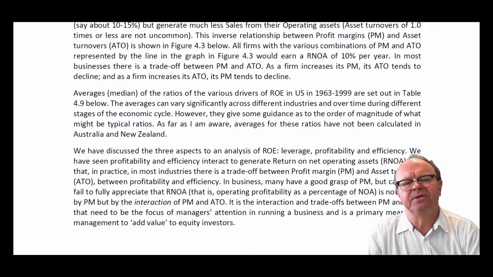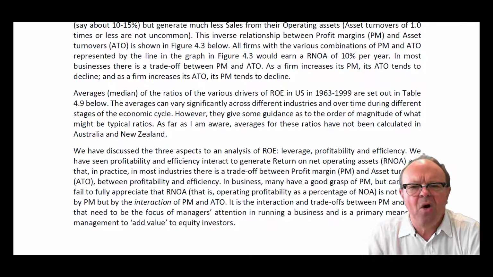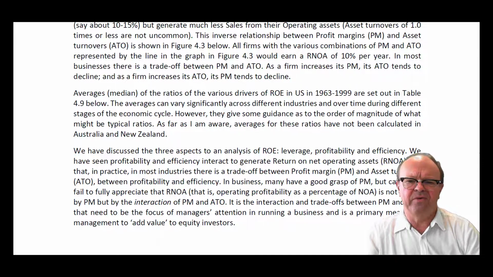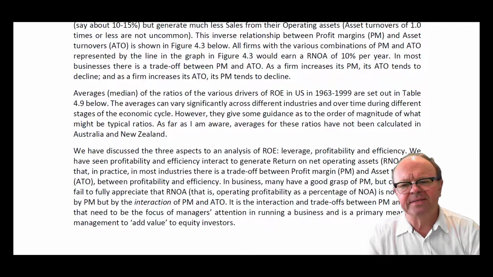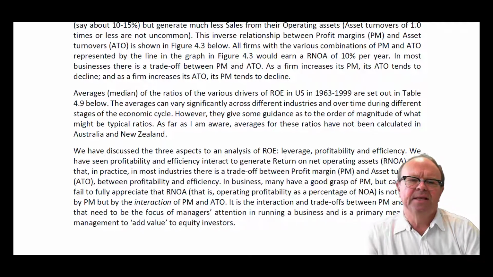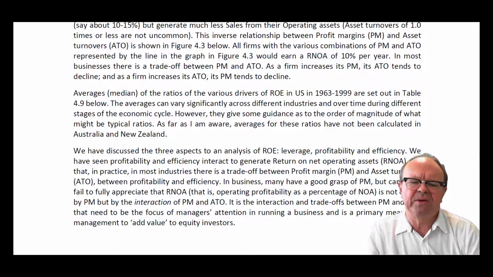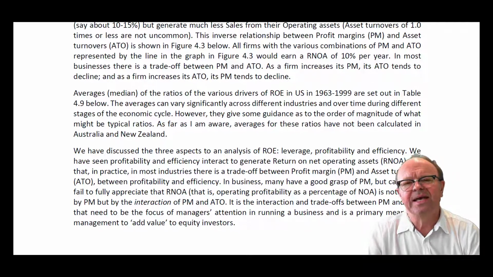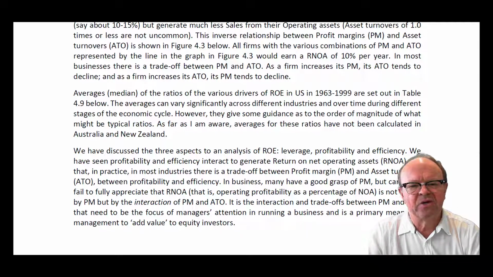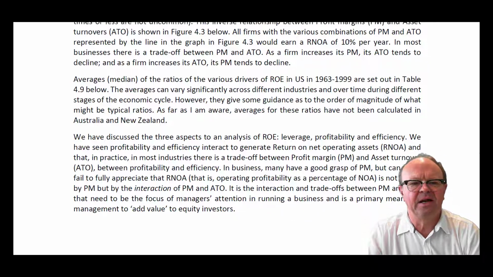This inverse relationship between profit margins, PM, and asset turnovers, ATO, is shown in Figure 4.3 below. All firms with the various combinations of profit margin and asset turnover represented by the line in the graph in Figure 4.3 would earn a return on net operating assets of 10% per year. In most businesses, there is a trade-off between profit margin and asset turnover. As a firm increases its profit margin, its asset turnover tends to decline. And as a firm increases its asset turnover, its profit margin tends to decline.